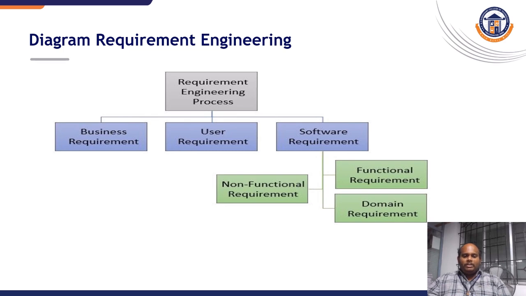First is the requirement engineering process. We are going to require some projects. We are doing some business itself. Whatever business we are going to do, the user says what they need. We are going to develop it as particular software. In the software, we have two types available: functional and non-functional requirements, and domain requirements.